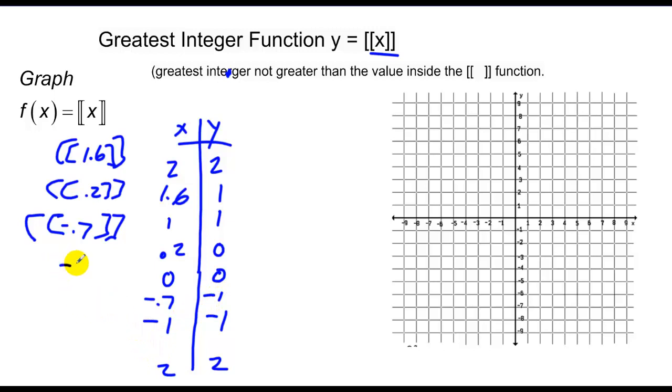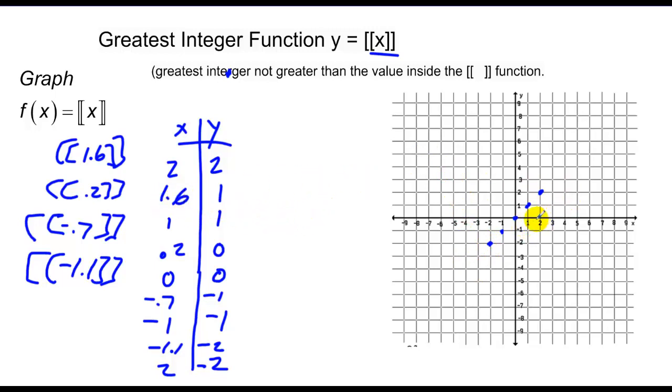Likewise, for -1.1, the integer that's not greater than -1.1 is equal to -2. So when I graph these, here's the 0.2, 2, 1, 1, 0, 0, -1, -1, -2, -2. The problem's going to exist where I start plugging in the decimals.